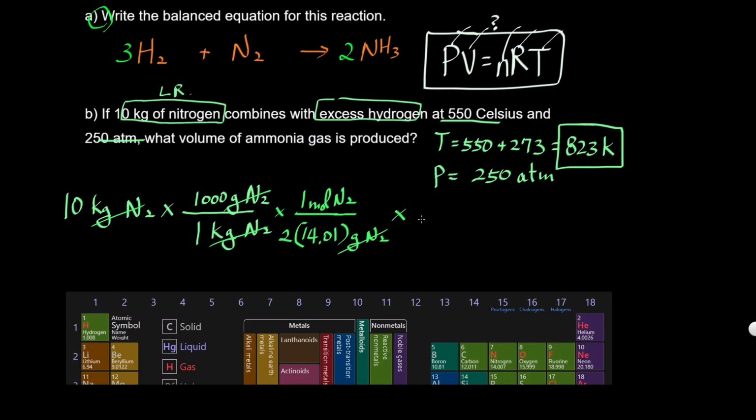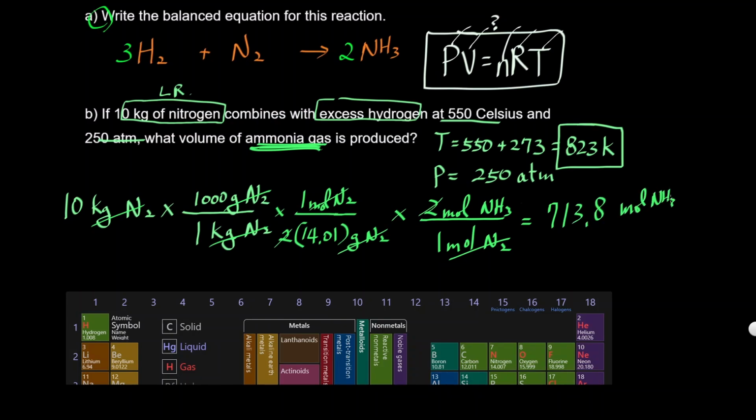Now multiply by, we need to go to ammonia gas, right? That's our ultimate goal. When you look at this stoichiometry here, the ratio is 1 mole of N2 is equal to 2 moles of ammonia, NH3. So this will give us the moles of ammonia, which is what the problem's asking us. We're going to get 713.8 moles of NH3. So we have that right now. Let me put that aside.